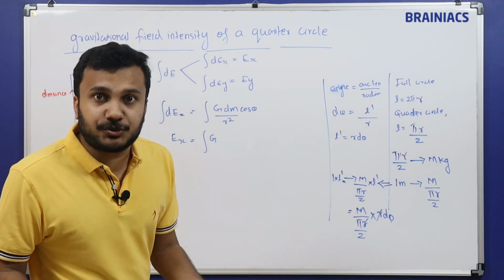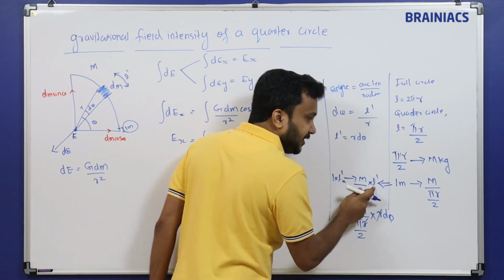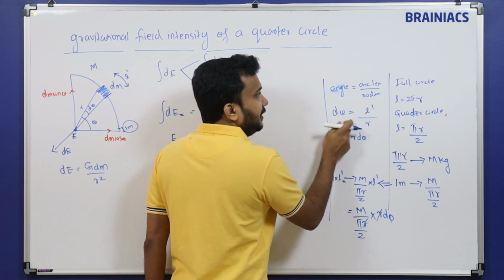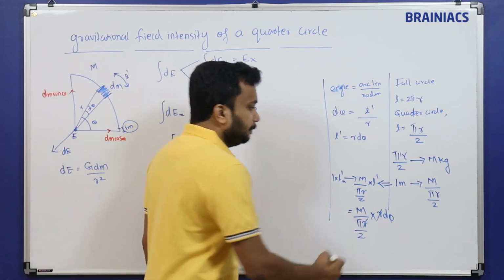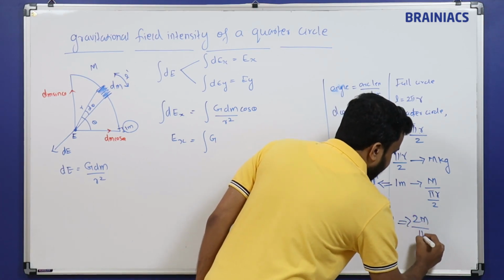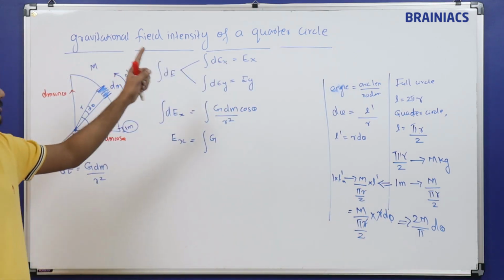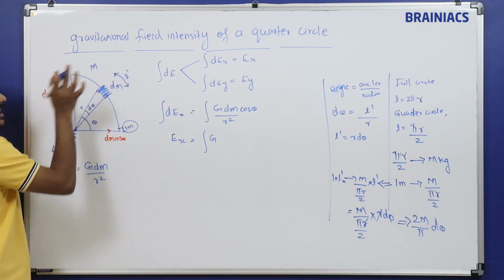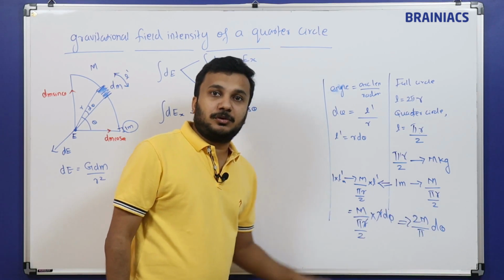So for L dash meter, how much is your mass? M by pi r by 2 into L dash. What is L dash? L dash is the arc length, angle into radius, r into d theta. We substituted, and hence we got 2m divided by pi into d theta. This is the value of dm. Dm is the mass of L dash length.